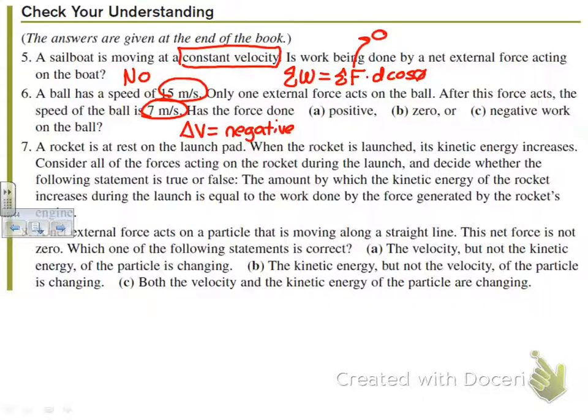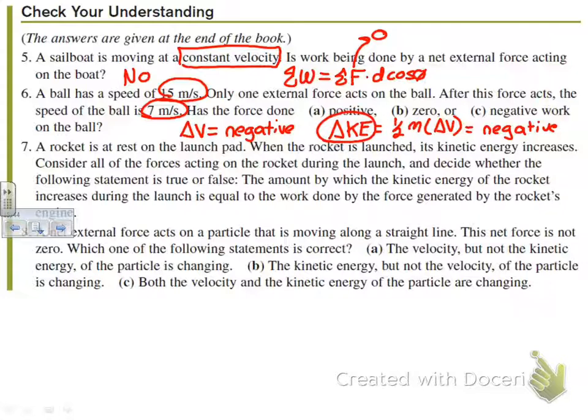Which means the change in kinetic energy, which is equal to 1/2 the mass times v final, we can say change in velocity, is also going to be negative. Now, keep in mind, kinetic energy of an object will always be positive. But that doesn't mean the change in kinetic energy can't be negative. You can have a negative change in kinetic energy.